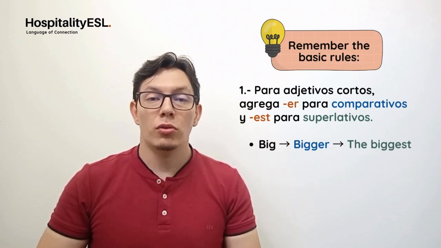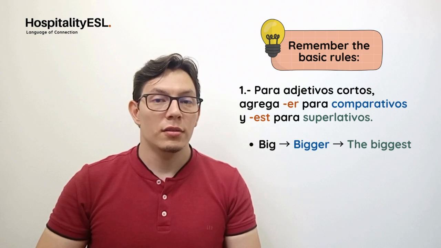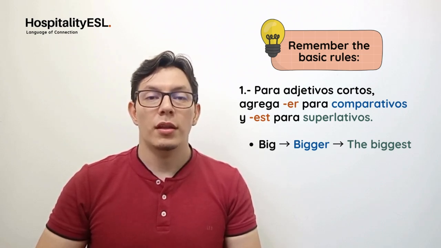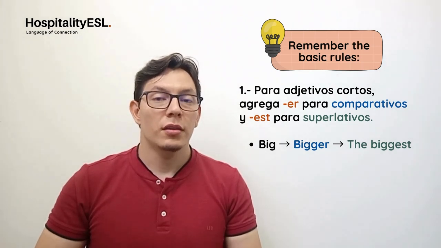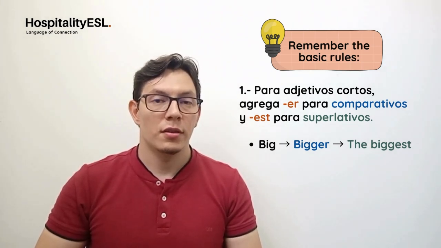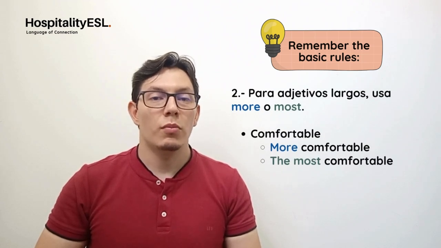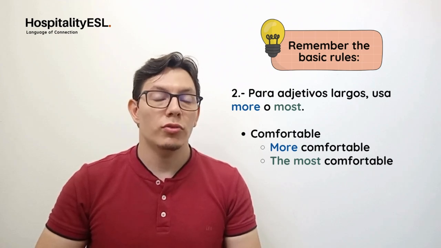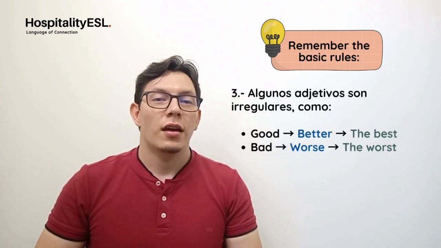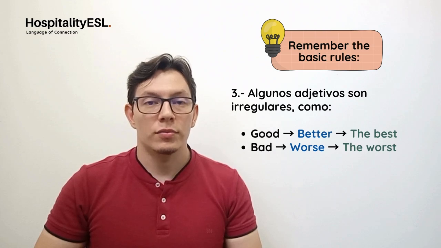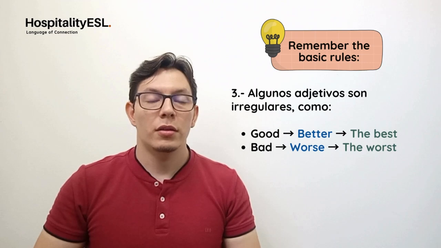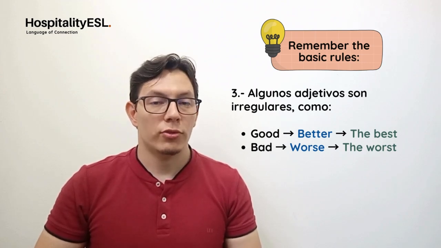Okay, now remember the basic rules. Para adjetivos cortos, agrega ER para comparativos y EST para superlativos. Big, bigger, the biggest. Para adjetivos largos, usa more o most. Comfortable, more comfortable, the most comfortable. Algunos adjetivos son irregulares, como good, better, the best, bad, worse, the worst.